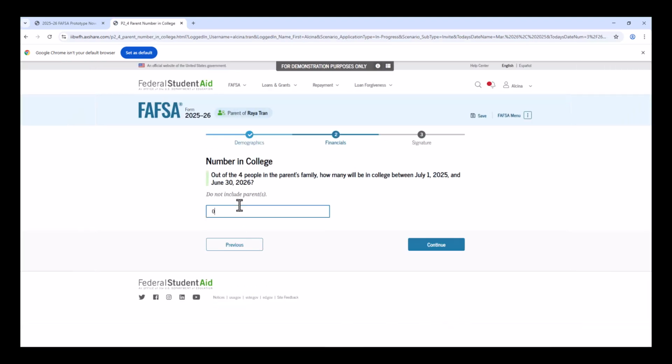It is asking, out of the 4 people in the parent's family, how many will be in college July 1st of 2025 through June 30th of 2026, and this does not include the parents. So we're going to put in 1.